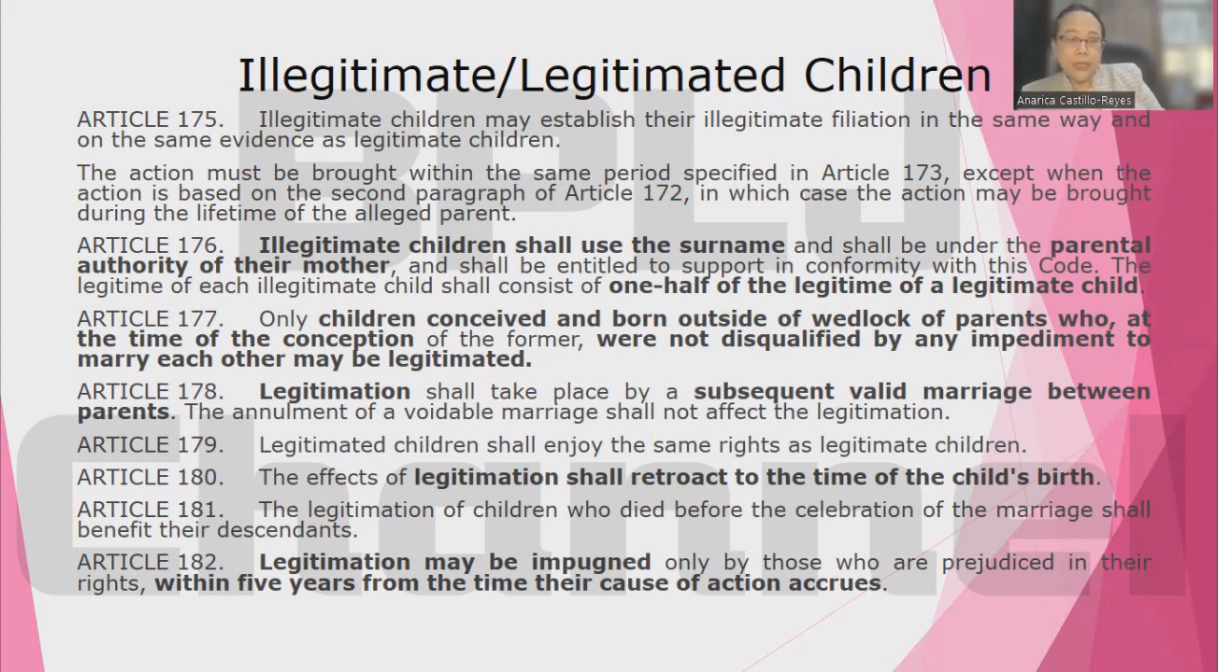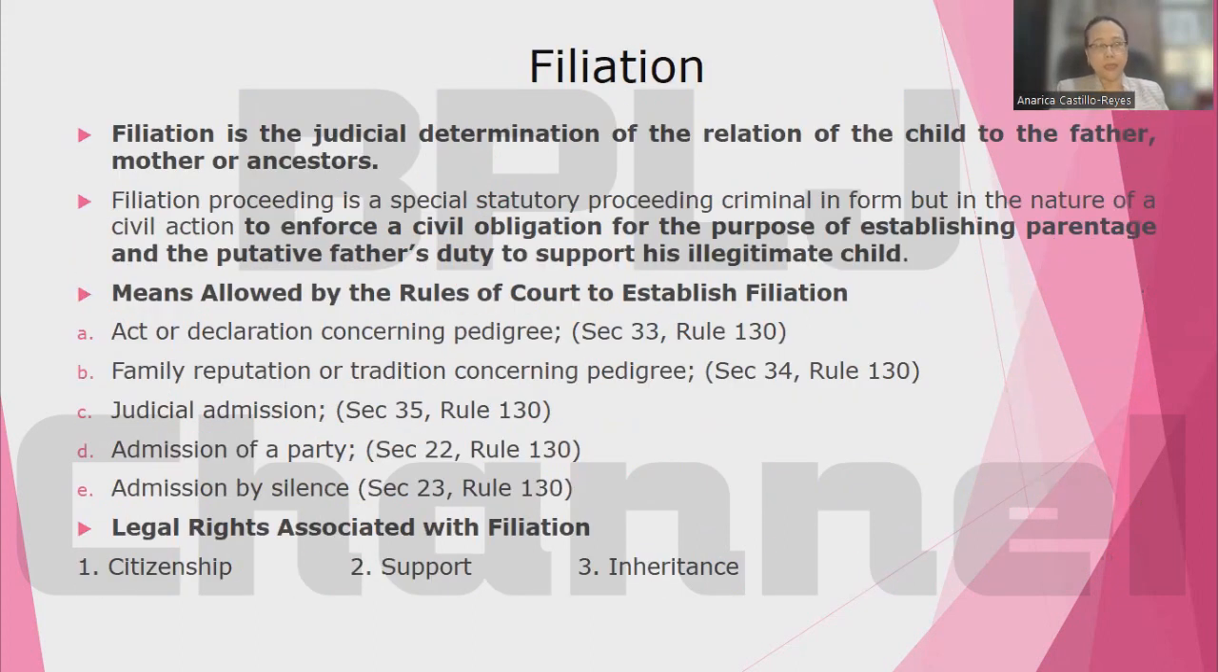Can you impugn legitimation? Legitimation may be impugned only by those who are prejudiced in their rights within 5 years from the time that the cause of action occurs. Filiation is the judicial determination of the relation of the child to the father, mother, or ancestors. A filiation proceeding is a special statutory proceeding, criminal in form but in the nature of a civil action to enforce a civil obligation for the purpose of establishing parentage and the putative father's duty to support his child.